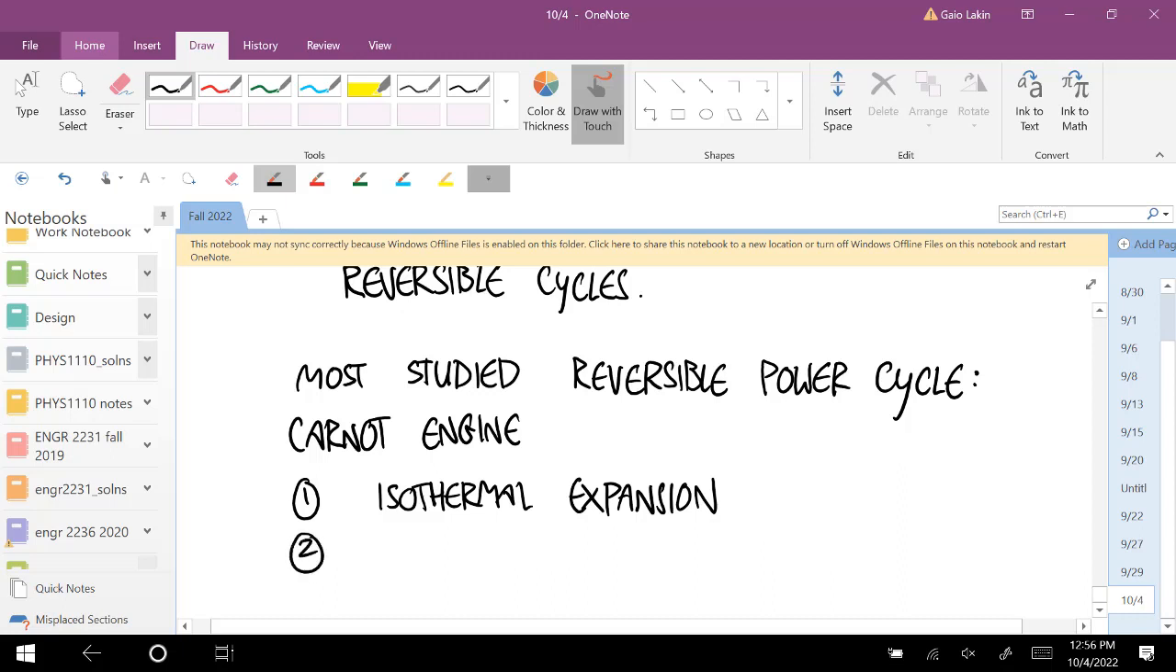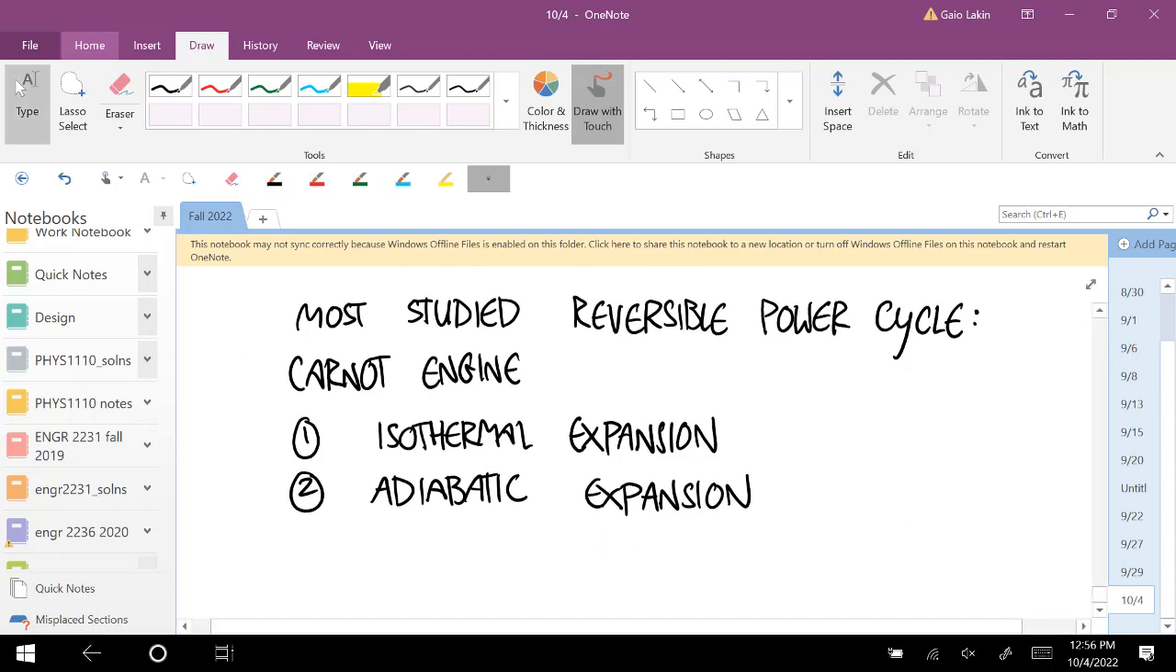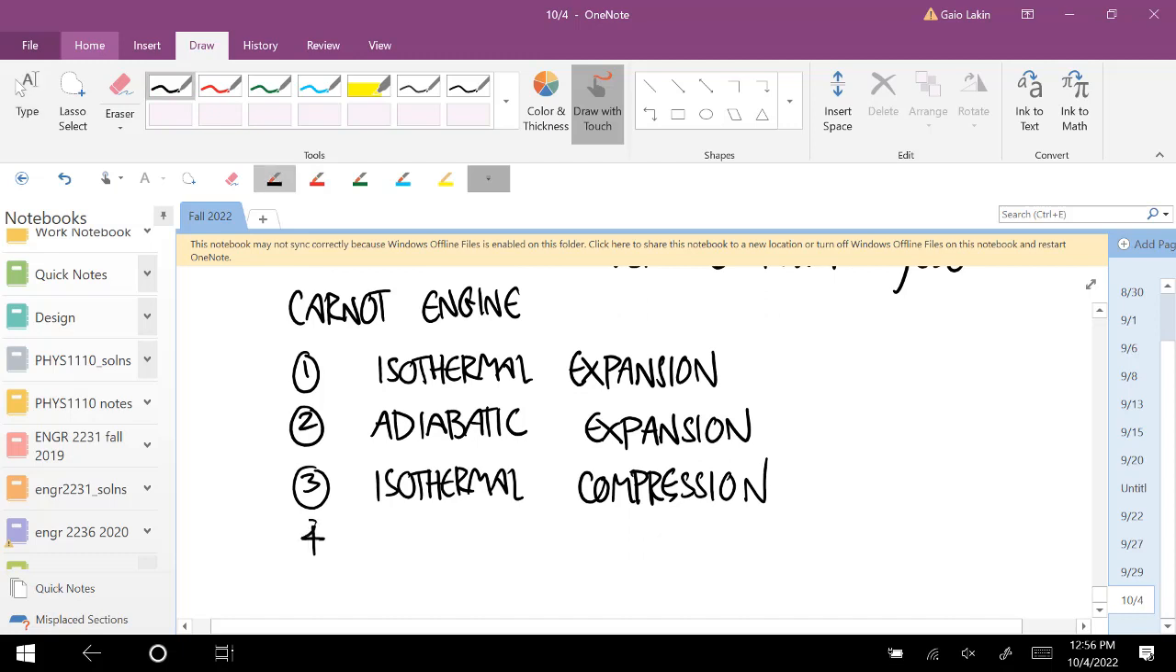Followed by an adiabatic expansion. You know what isothermal and adiabatic are? Isothermal means same temperature. That makes sense, right? So the temperature doesn't change, constant temperature. Adiabatic means no heat transfer, so that's like well insulated. And then an isothermal compression. And then an adiabatic compression.